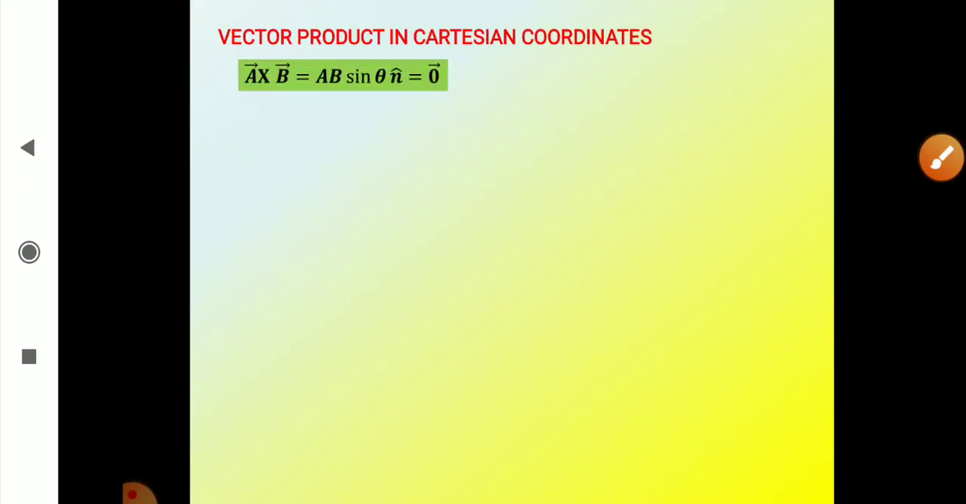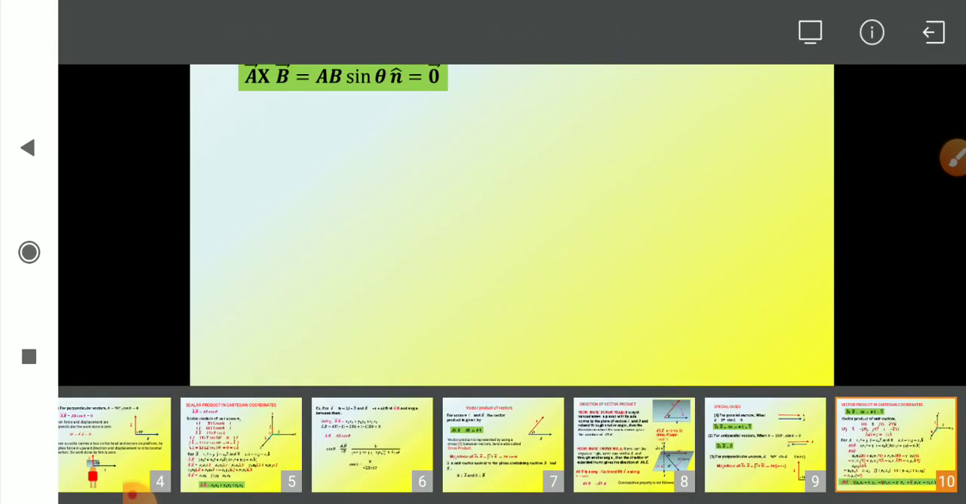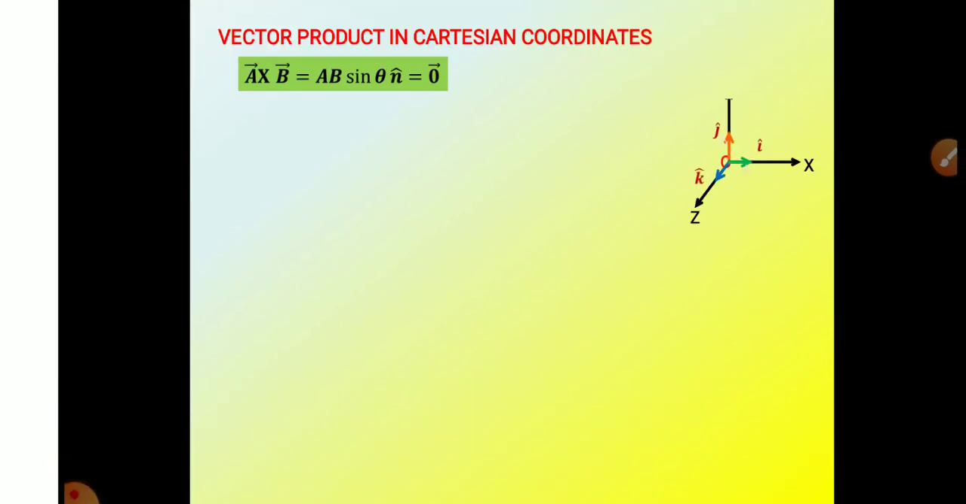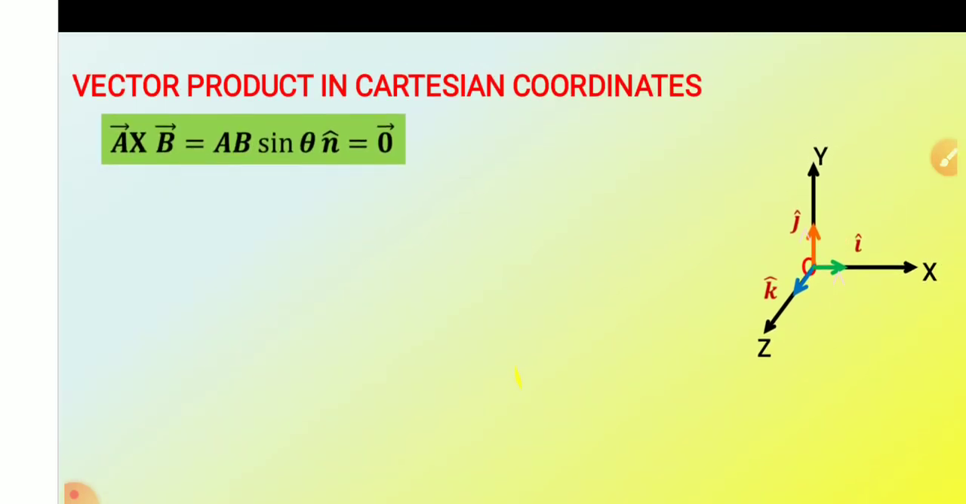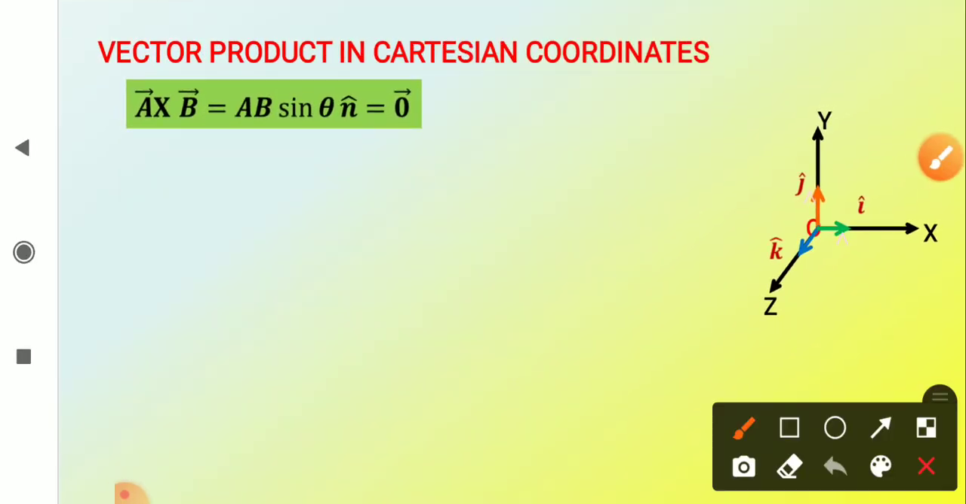And now vector product in Cartesian coordinates. So here the relation for vector product is A cross B is AB sin theta, unit vector. This, see, this 0 will not come, sorry.